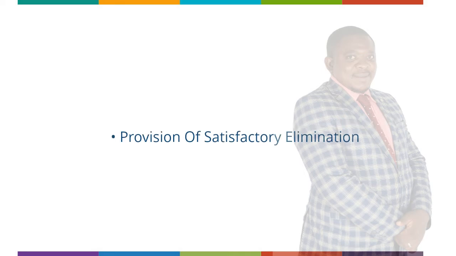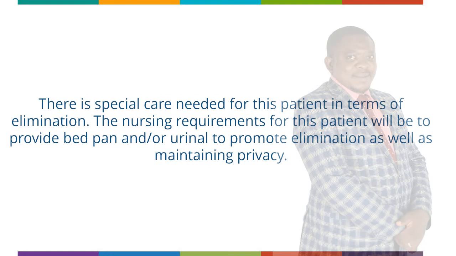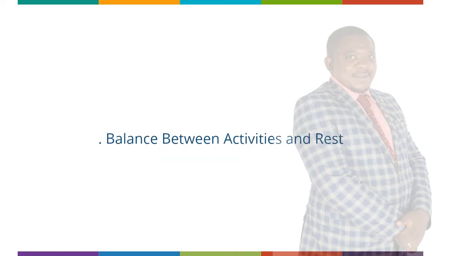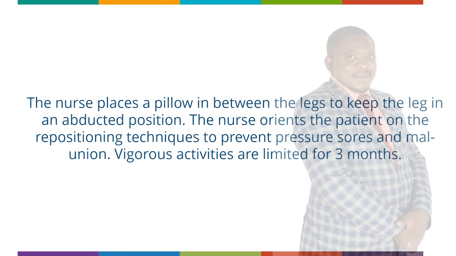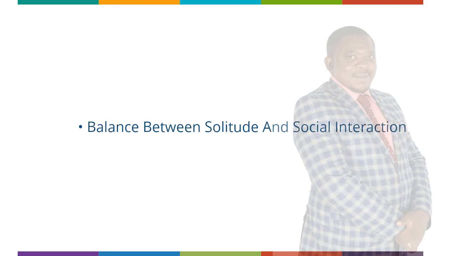Provision of satisfactory elimination. There is special care needed for this patient in terms of elimination. The nursing requirements for this patient will be to provide a bedpan and/or urinal to promote elimination as well as maintaining privacy. Balance between activities and rest. The nurse places a pillow in between the legs to keep the leg in an abducted position. The nurse orients the patient on repositioning techniques to prevent pressure sores and malunion. Vigorous activities are limited for 3 months.